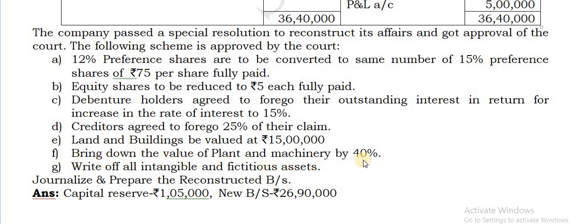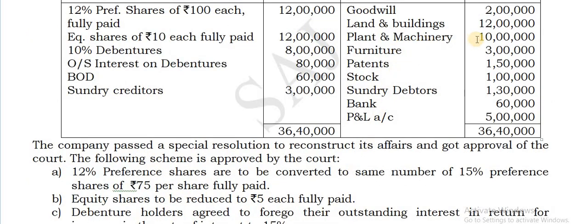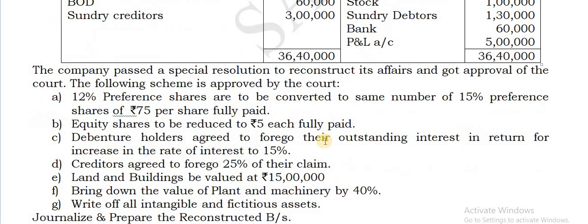Bring down the value of the plant and machinery by 40%. By 40%, not to 40%. When it says by, that much has to be written off. So plant and machinery 10 lakhs into 40%: 4 lakhs is written off, and the remaining 6 lakhs will appear in the balance sheet. Alright, 40% is to be written off. Be careful.